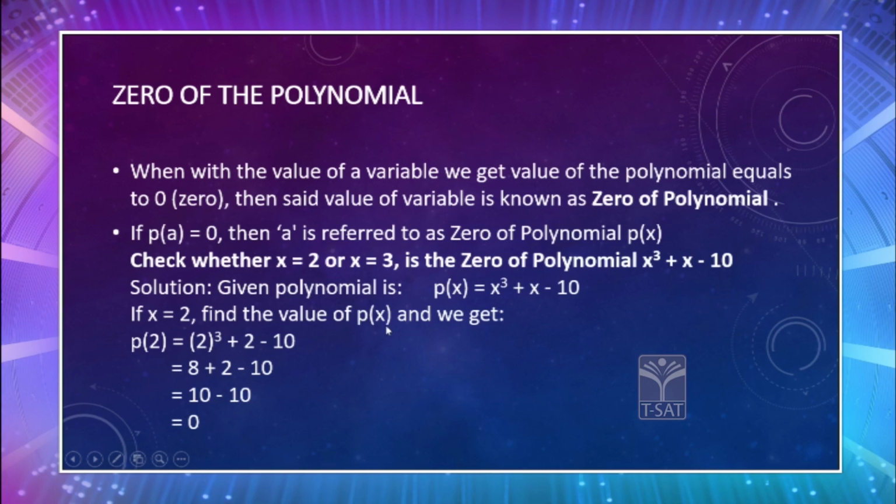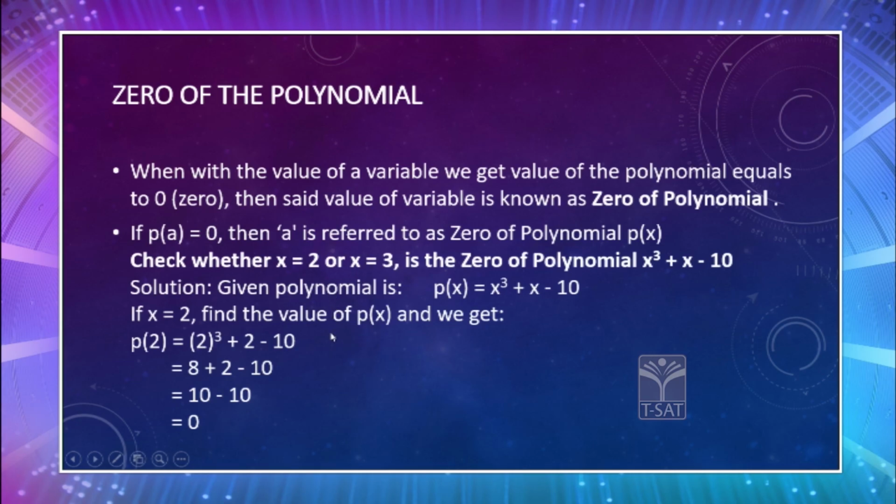Now, let us take the polynomial x cube plus x minus 10. Verify or check whether x equal to 2 or x equal to 3 is a 0 of the polynomial. So, what is the given polynomial? P of x equals x cube plus x minus 10. We will check whether each is a 0 of the polynomial or not.